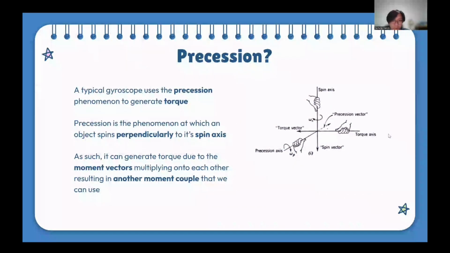Okay, on to how does it work? A gyroscope works by using the precession phenomenon to generate torque. Precession is the phenomenon at which an object spins perpendicularly to its spin axis. As such, it can generate torque due to moment factors multiplying onto each other, resulting in another moment couple that we can use. As seen in this diagram, if a spin axis spins the object around, let's say, the y-axis, and then it precesses over the z-axis, then it will have a torque going to the x-axis, at which it will spin around in that area.